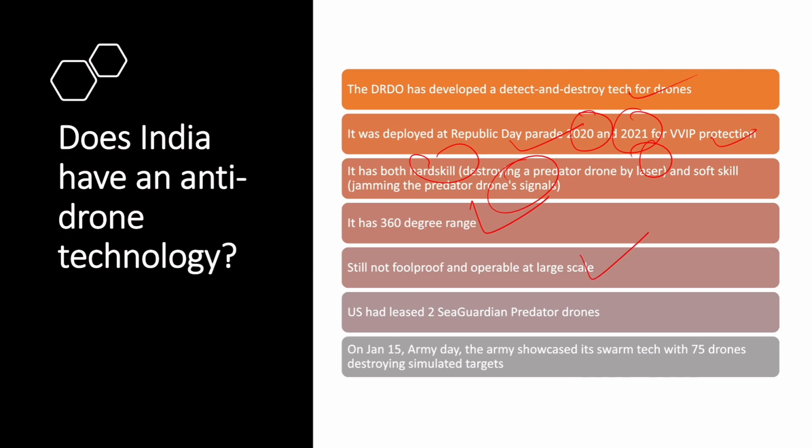Recently, the US had leased 2 Sea Guardian Predator drones to India. On January 15th, on Army Day, the Army showcased its Swarm Tech with 75 drones destroying simulated targets. So the drone technology, or rather the anti-drone technology in India, is still in the process of development, but we need to speed up as the enemy is quite ahead of us.